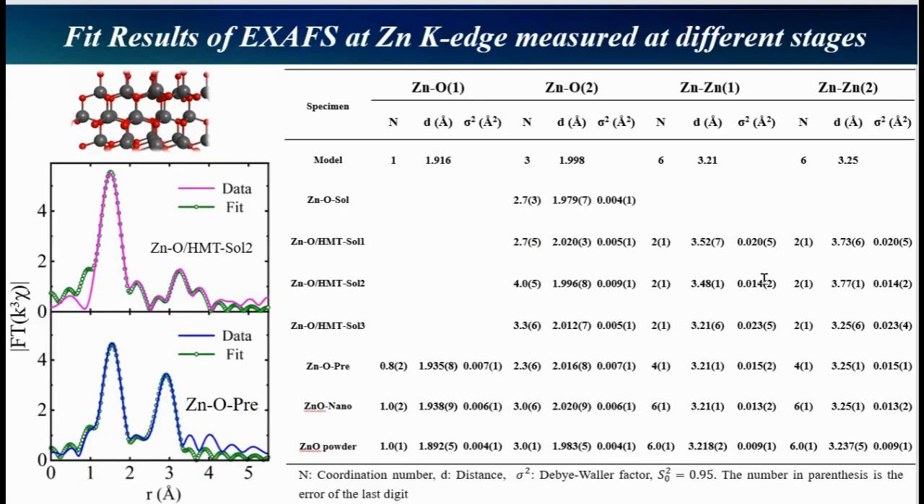This table demonstrates the fit result of EXAFS at the zinc K-edge. This result will correspond to the wavelet transform EXAFS. Especially, the zinc-zinc pairs in the wurtzite structure indicate the crystallization of zinc oxide. When we use the wavelet transform EXAFS as a complement for fittings, we can make a good fit.